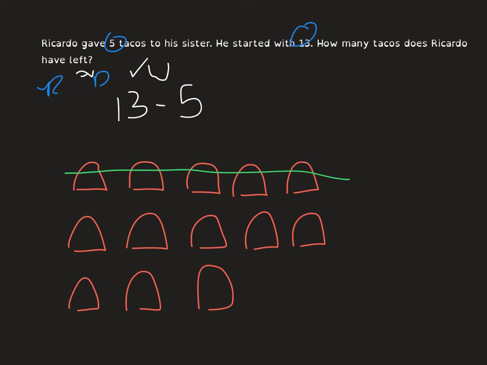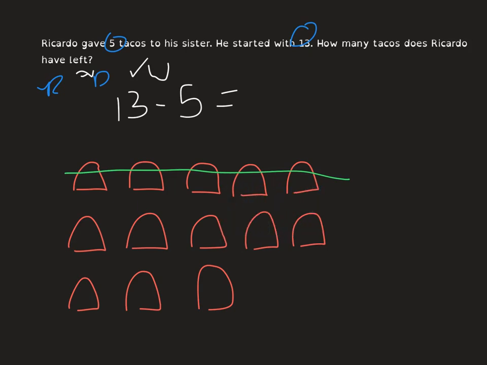All right, so let's look at what we can do. We can use a number bond if we want to. We can also count each of these taco shells that are left over that don't have a green line through them.